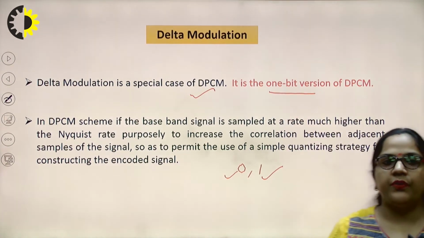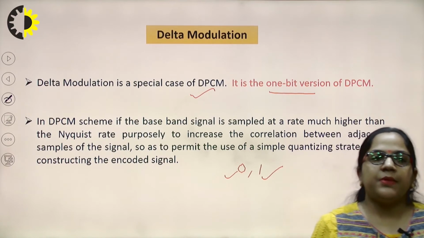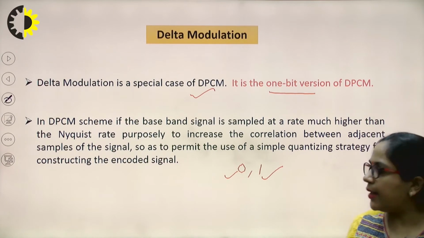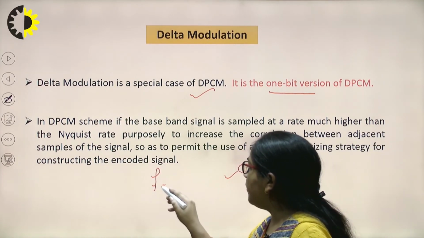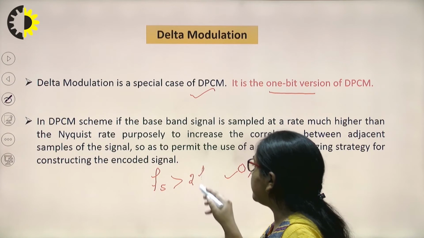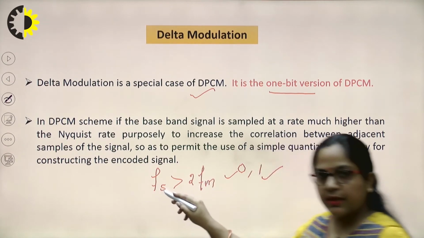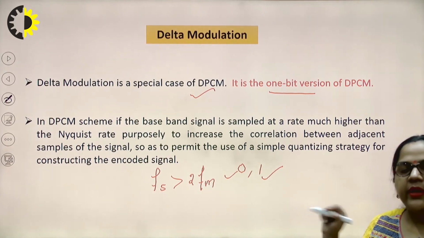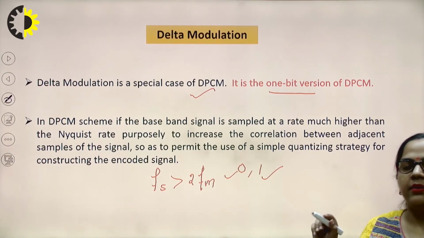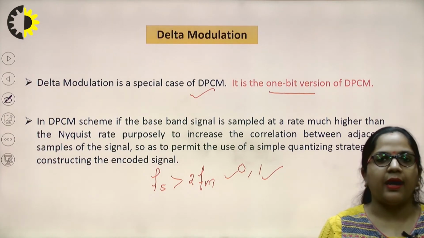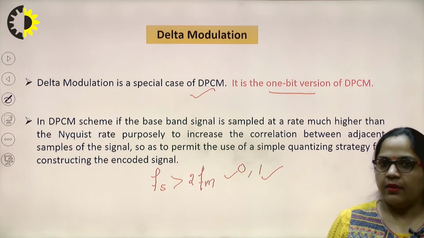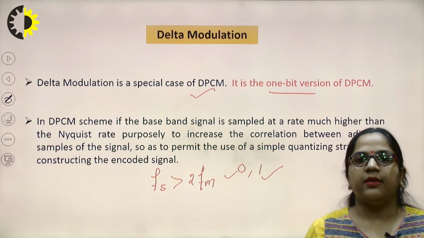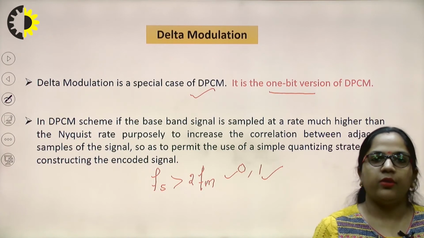Delta modulation we can consider as a special case of differential pulse code modulation, and it is also called the 1-bit version of DPCM. In the DPCM scheme, if the baseband signal is sampled at a rate much higher than the Nyquist rate, that is, if Fs is much greater than twice Fm, that means the samples are very close to each other, then the correlation between them will also be higher. So that the quantized signal will contain all the information about the original signal.